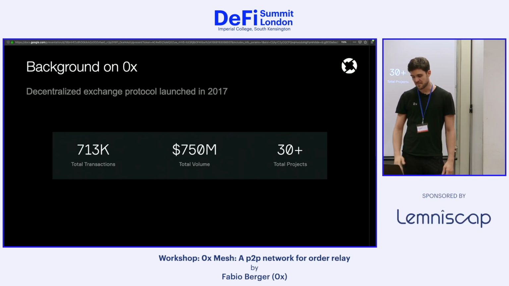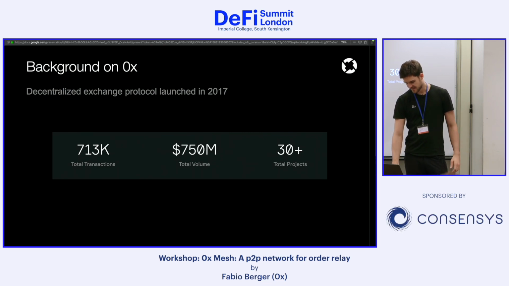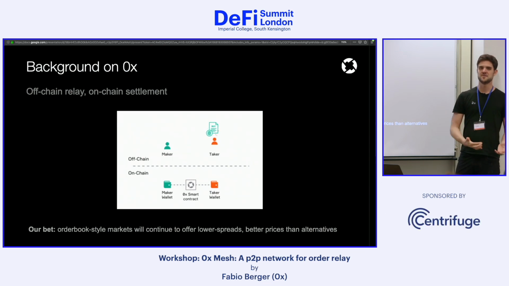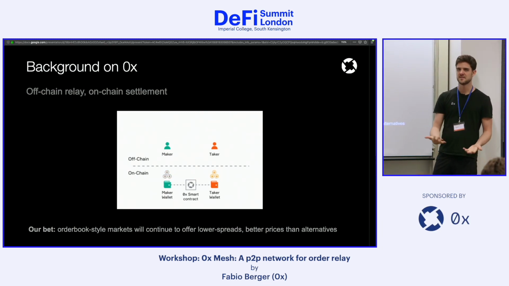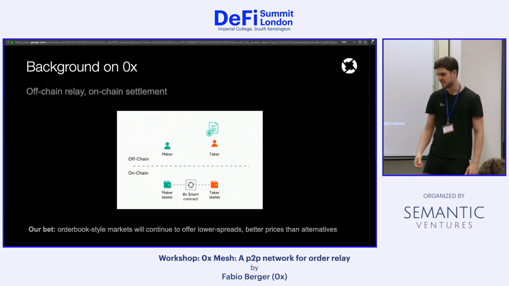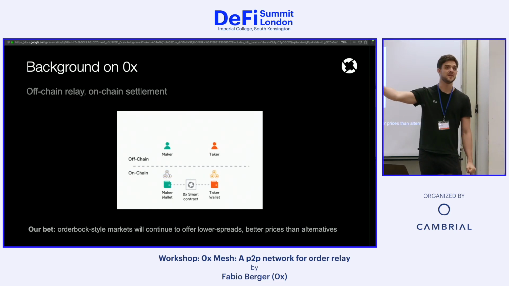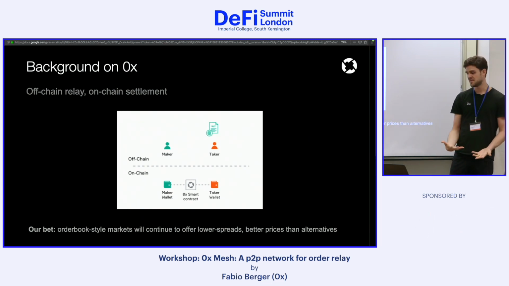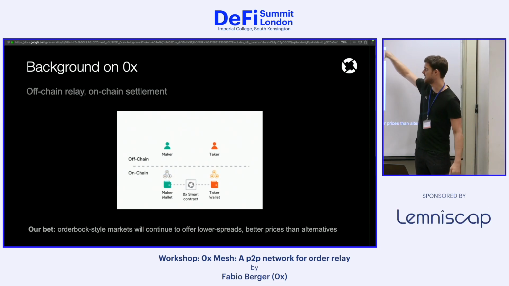So since launch, we've had many projects build on top of 0x, and we've facilitated quite a bit of volume, but still early days. So 0x is different from other decentralized exchanges that you've probably heard of. We're not an automated market maker like Uniswap, and we're also not a fully on-chain DEX like Oasis. Instead, we do something called off-chain relay on-chain settlement. And what that means is that orders get created, signed off-chain, and they also get shared between counterparties off-chain. And then they only get submitted on-chain when settlement occurs. So they get settled on-chain, but the orders live off-chain when they get created.